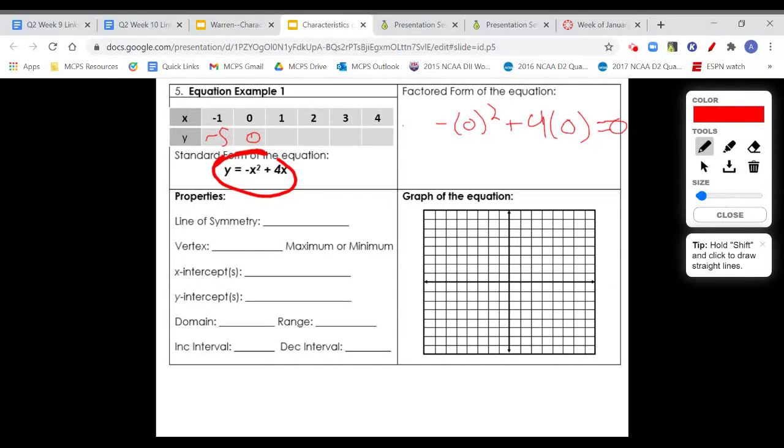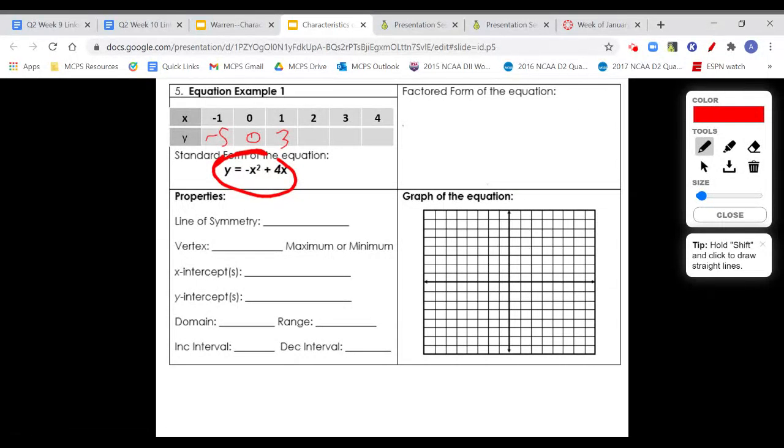Moving on to the next problem, if I plug in 1, right, -1² plus 4 times 1 is equal to -1 plus 4, which comes out to +3. And then we just keep moving like that. I'm not actually going to show all of these because I feel like that is a waste of time. This video is already pretty long.